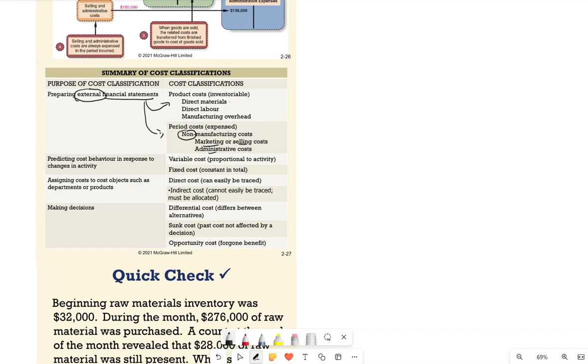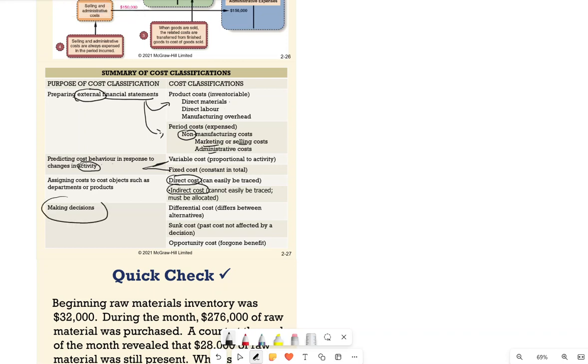Then we have predicting cost behavior in response to activity. If your variable expense changes according to the activity, it is called variable cost. If it does not change, it is called fixed cost. Now we're going further. We have a direct cost. A direct cost can be easily traced to a product. If it's not traced to the product, it is called an indirect cost.